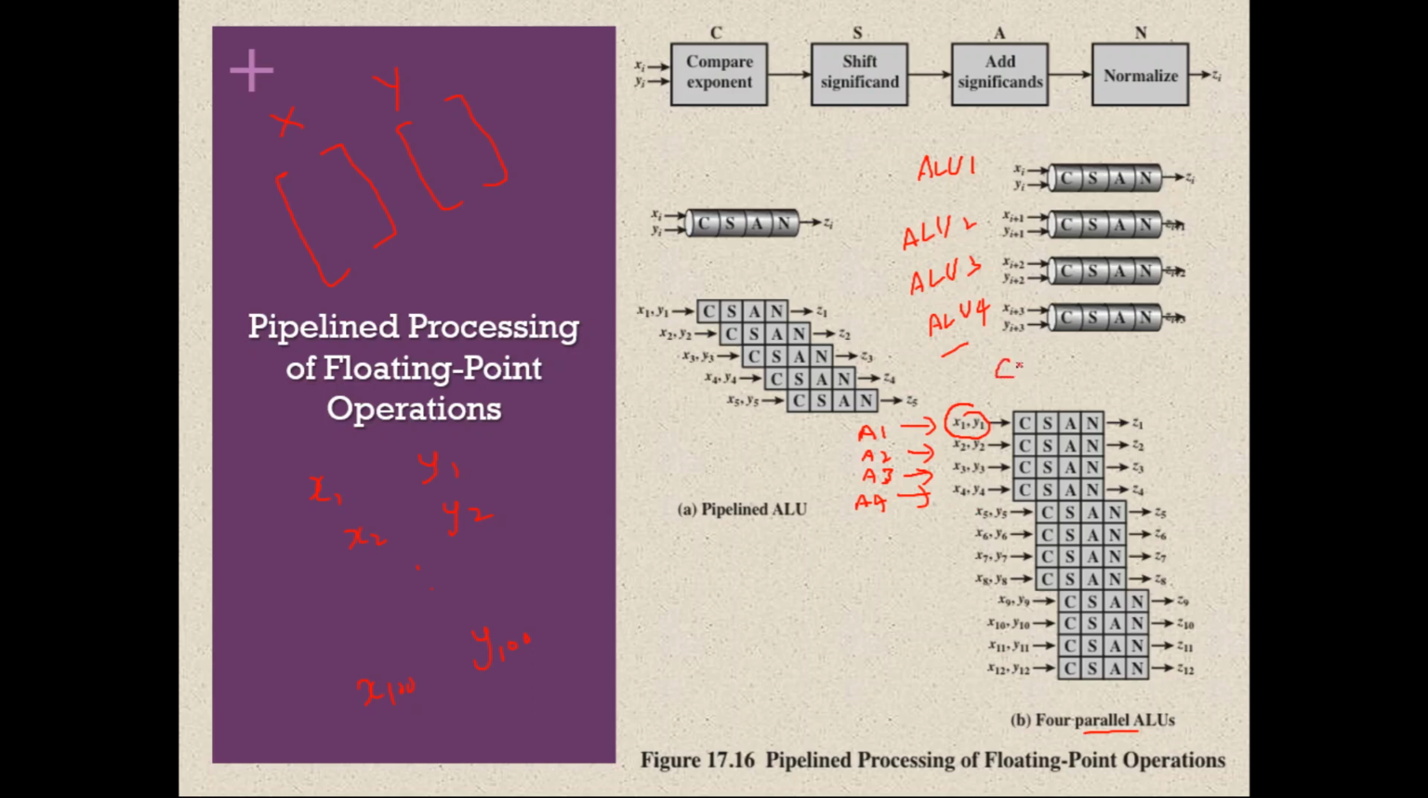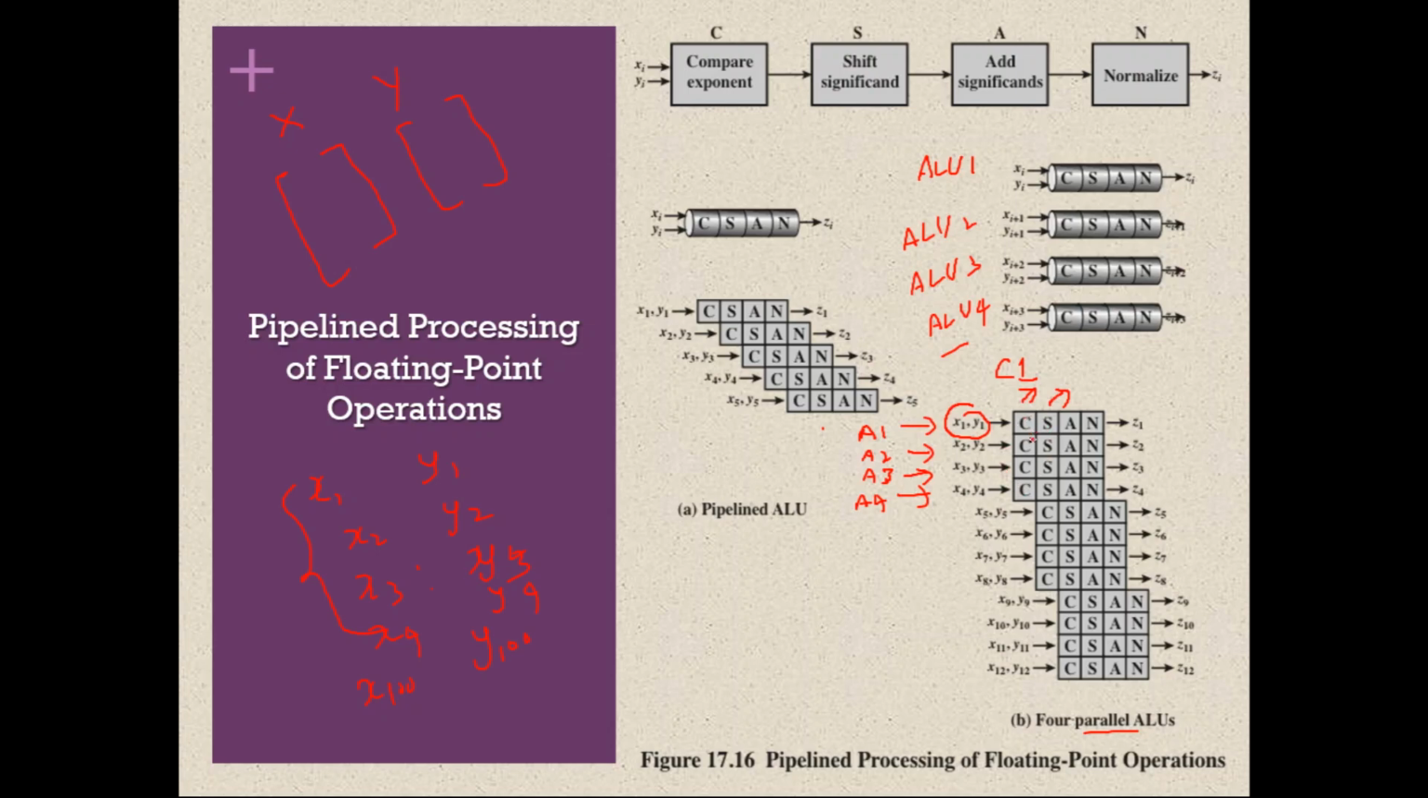You observe here, during the first clock cycle, for all these 4 inputs, X1, Y1, X2, Y2, X3, Y3, X4, Y4, the first task is done. What is the first task? Compare is done. Are you getting? Now during the second clock cycle, all these 4 instructions will enter into shift stage. Now this compare stage is free.